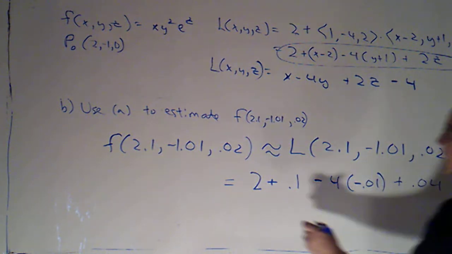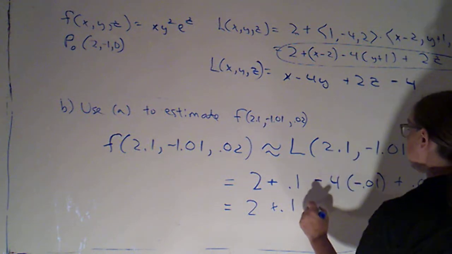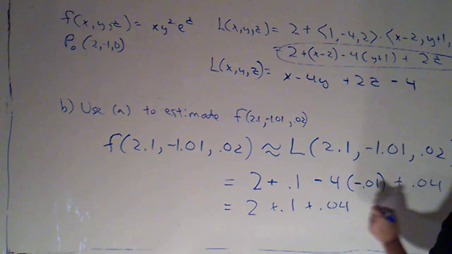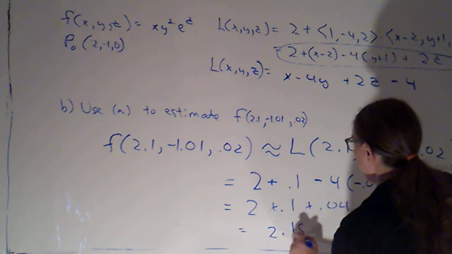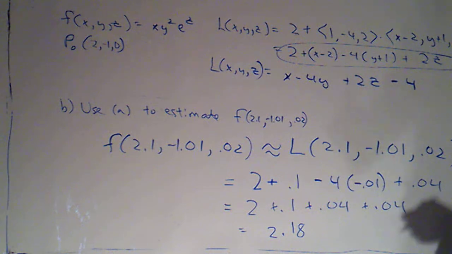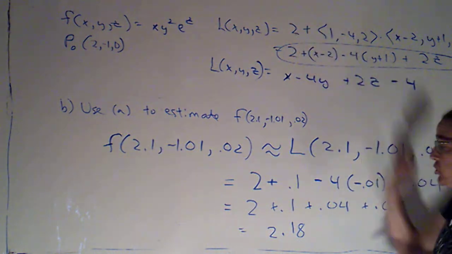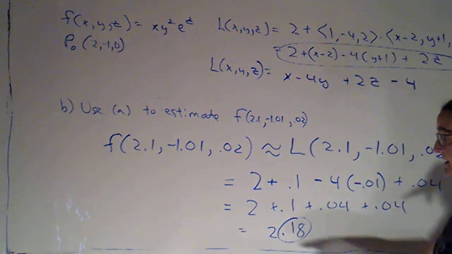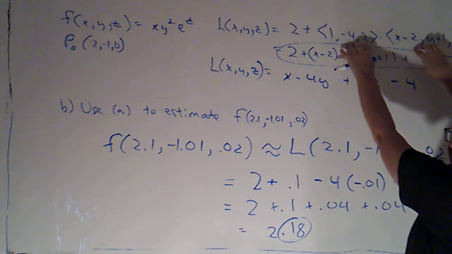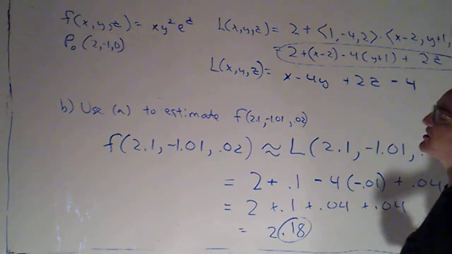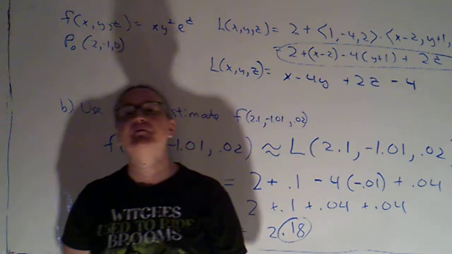All right, so a little bit of arithmetic to do. 2 plus 0.1, plus 0.04, plus 0.04. So that's going to become 2.18. You'll notice the w value at our point of tangency was 2. This 0.18 that we ended up adding to the 2, that's the result from this part of our equation. And in our next video, we're going to start talking about that as we start talking about the notation and the vocabulary of differentials.